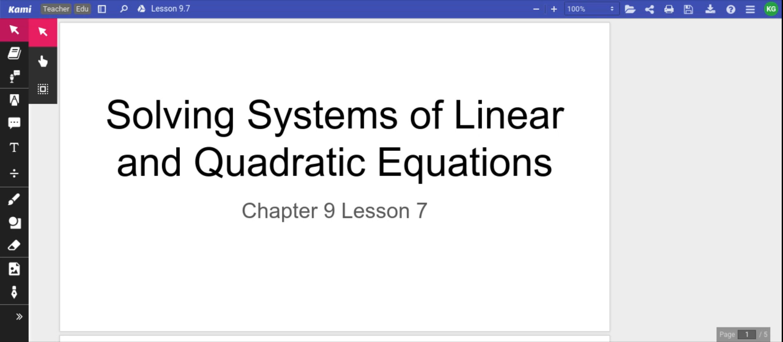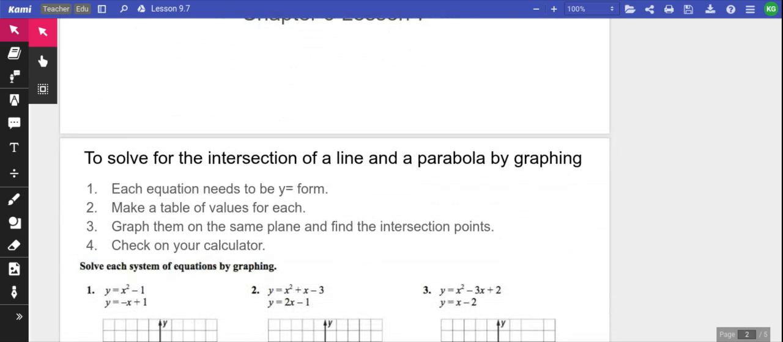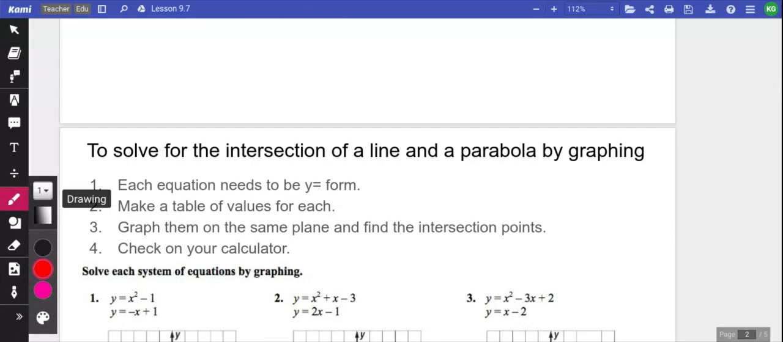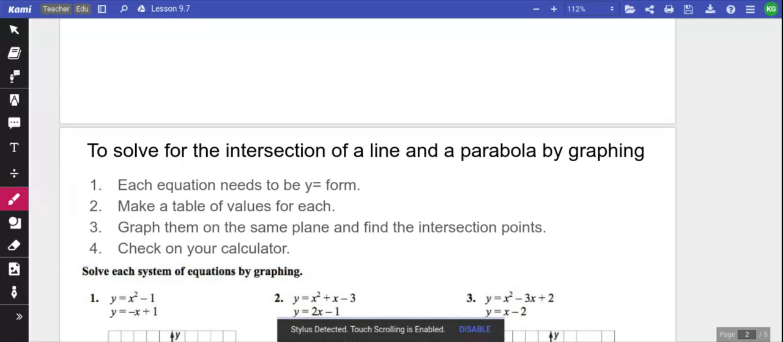Chapter 9, Lesson 7, Systems of Linear and Quadratic Equations. So what we're going to be doing today is solving for the intersection of a line and a parabola. We're going to have three options.